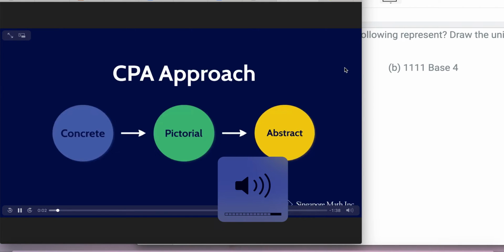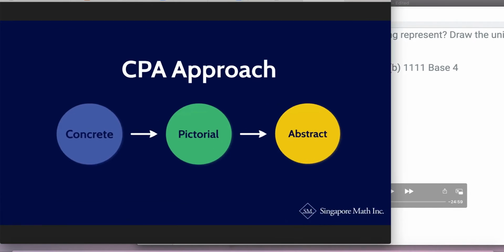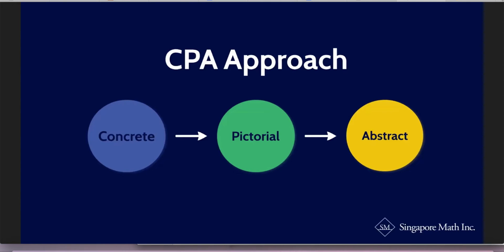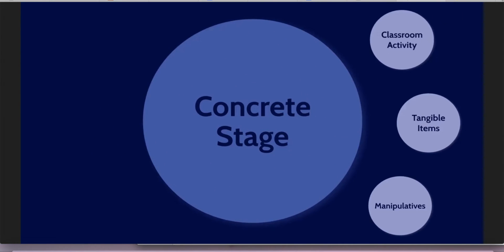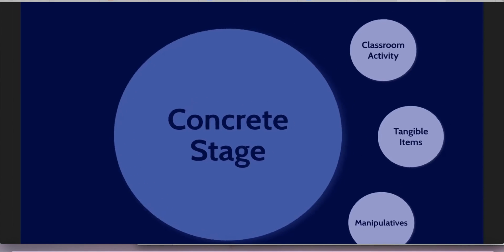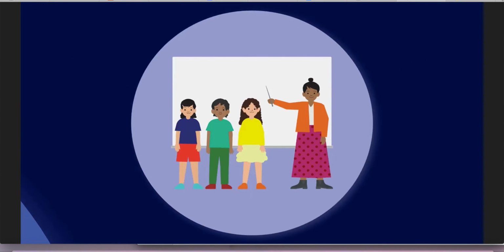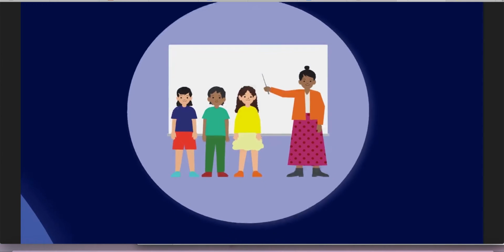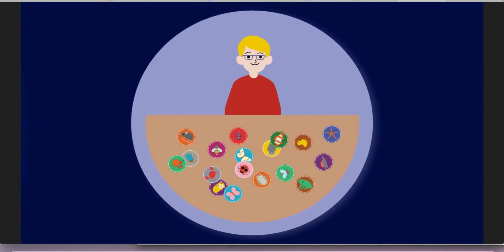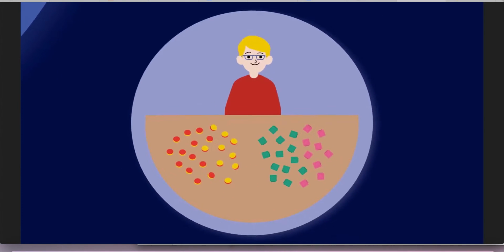The concrete pictorial abstract, or CPA approach, develops a deep understanding of math through building on existing knowledge. This highly effective framework introduces concepts in a tangible way and progresses to increasing levels of abstraction. In the concrete stage, students interact with physical objects to model problems, and teachers may lead a classroom activity. The physical objects could be the actual objects used in the problem, or manipulatives representing the items. For example, in a math problem where students are solving for the number of stickers, students might count real stickers, or manipulatives representing the stickers.